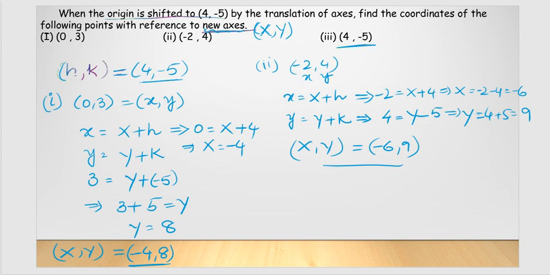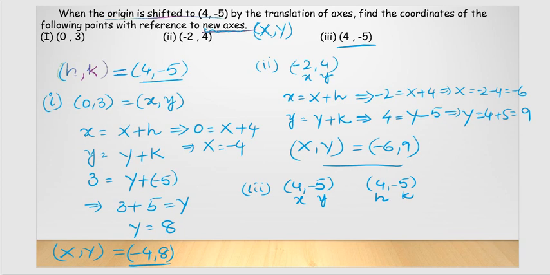4 comma minus 5, third question, right? So what is given? Third question. So 4 comma minus 5. So this is small x, this is small y. H comma k is also the same, no? So 4 comma minus 5. So this is h, this is k.